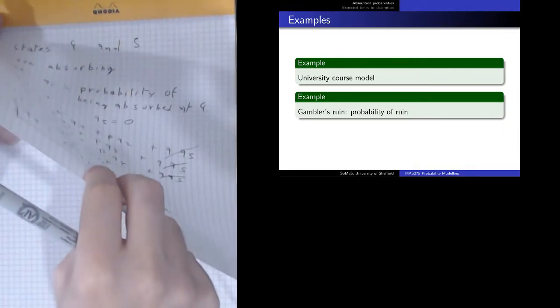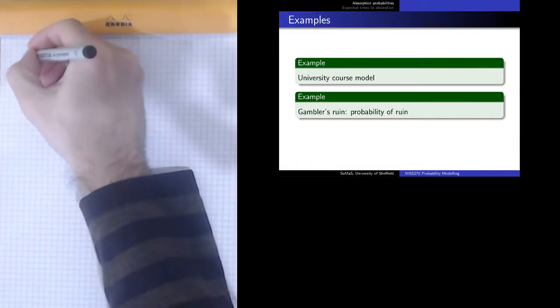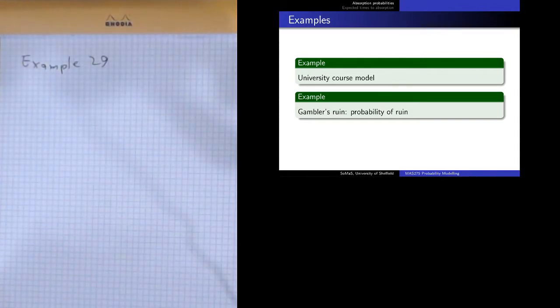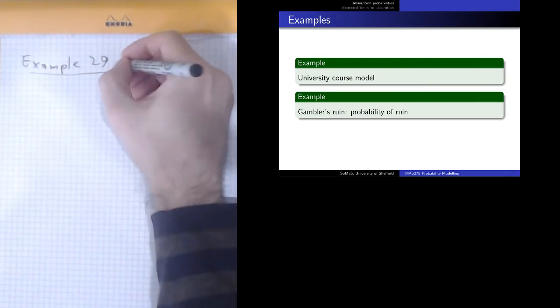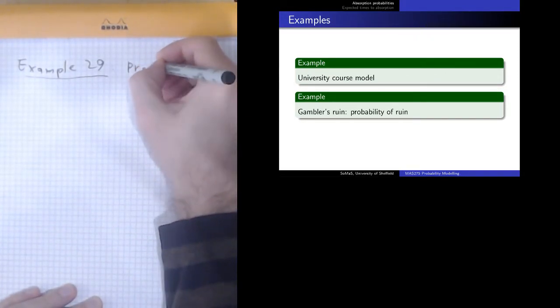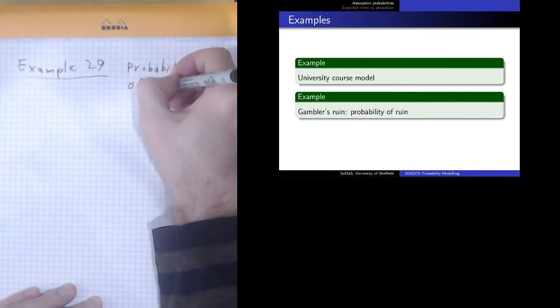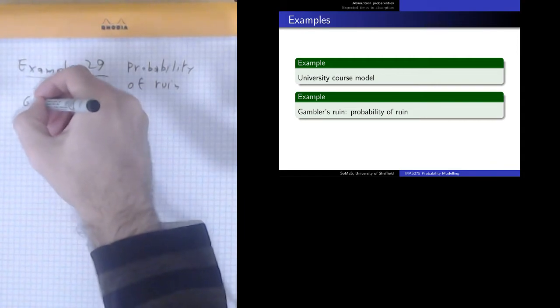All right, so I hope this was clear. And now let's do another example, example 29, which is a gambler's ruin, something we've seen before. So let's say probability of ruin. So remember, we have a gambler's ruin model.